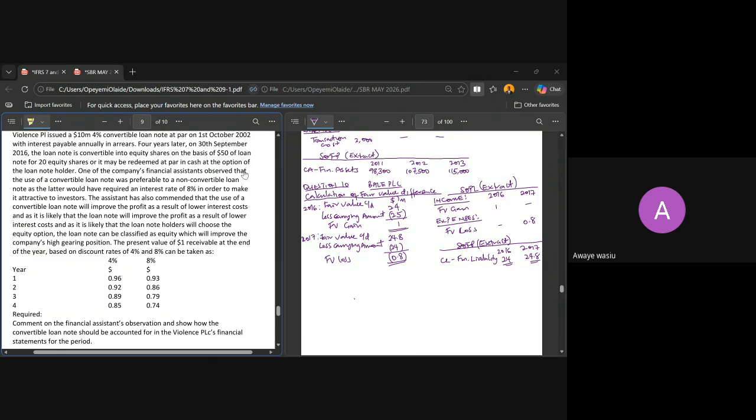The present value of $1 receivable at the end of the year, based on discount rates of 4% and 8%, can be taken as year one to all figures correct. Required: comment on the financial assistant's observation and show the convertible loan note in the Violin plc financial statements for the year ended.